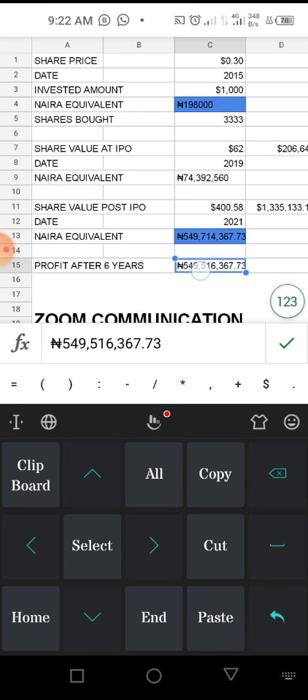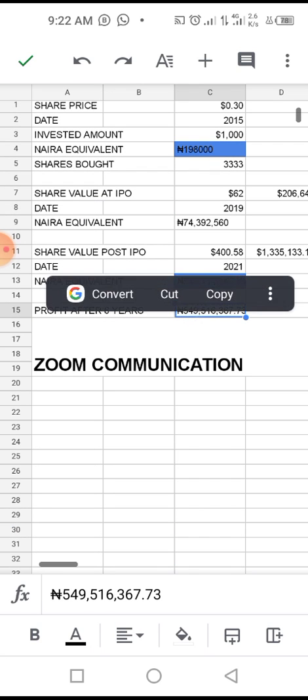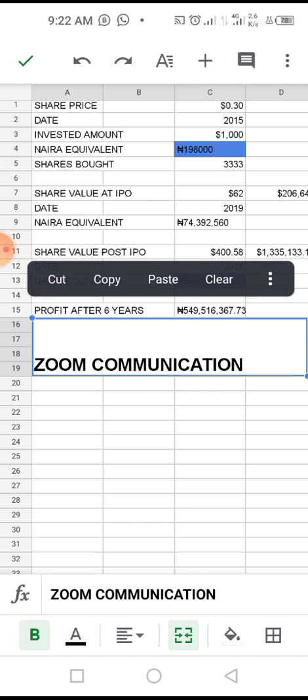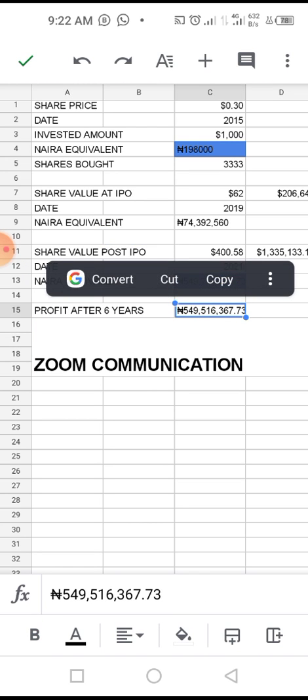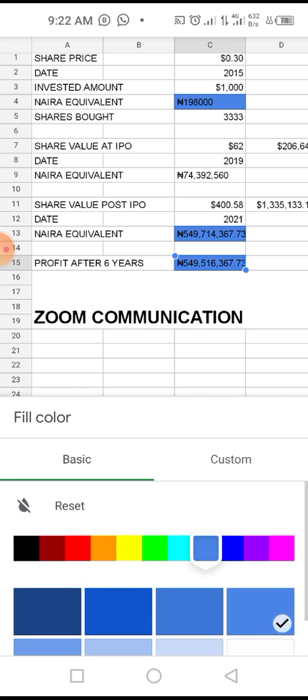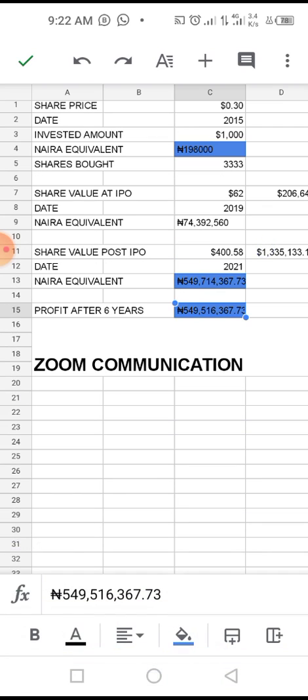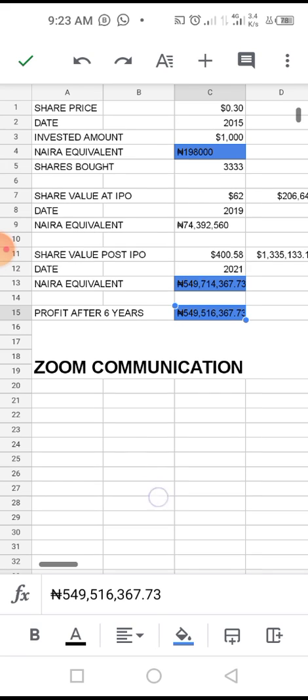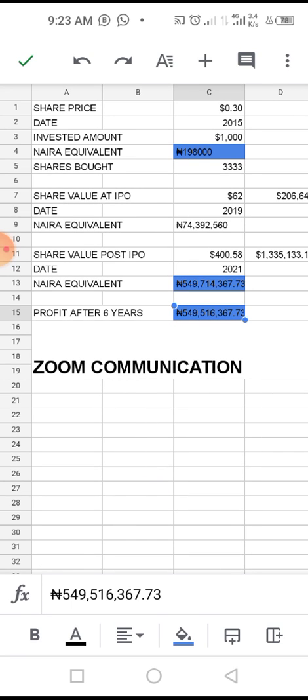I want this highlighted and I want to make it blue so that we can pay attention to the figures. I like to show figures so that you can have pictures in your mind to work with. So ladies and gentlemen, this is what pre-IPO investing looks like.